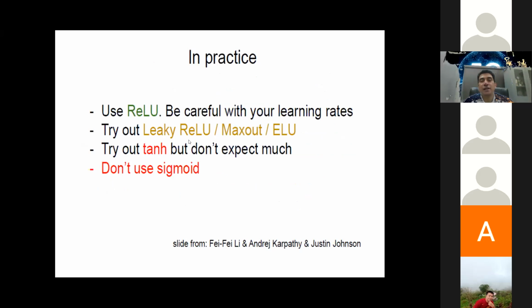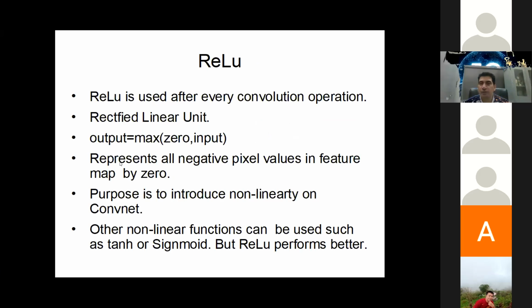So I asked them many times, what happens if the activations are being changed? What is the result? This will be a good example for all of you. If you are working on some kind of project, what will be the results of the detection rate when you are using leaky ReLU, maxout, etc.? But don't use the sigmoid specifically from the convolution point of view. Why use ReLU? ReLU is used after every convolution operation.